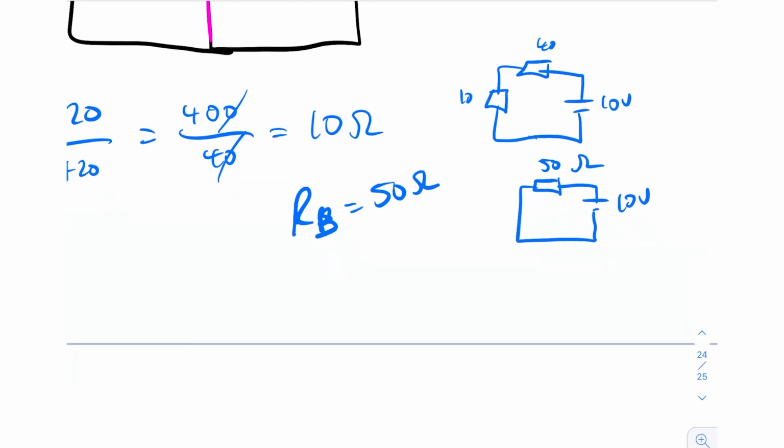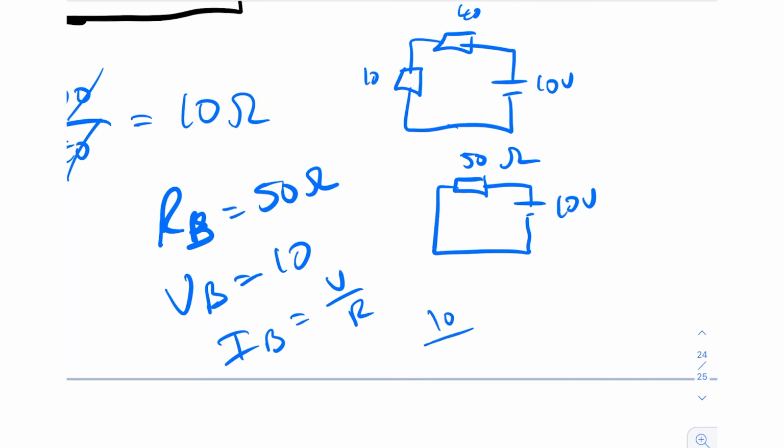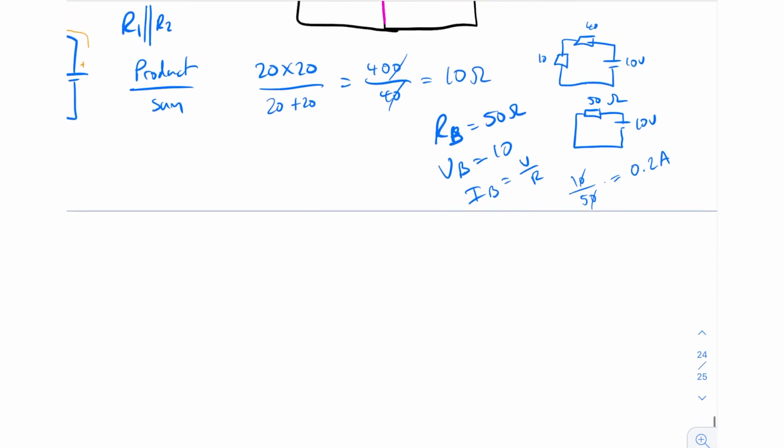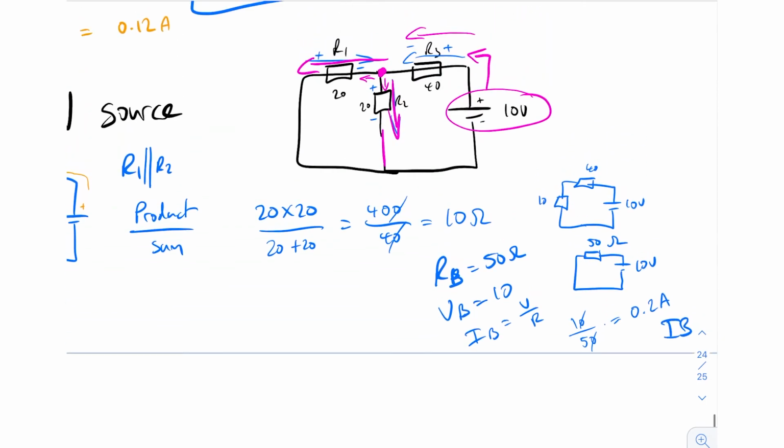All right, and we know that the voltage B is 10 volts, so we can now find out IB, the total current coming out of the battery for this circuit, is going to be V divided by R. So you got 10 divided by 50, which you can just remove that, so you got 1/5, or 0.2 amps. Cool. Okay, so now we know IB, the total current in the circuit B coming out of the battery, is 0.2 amps.